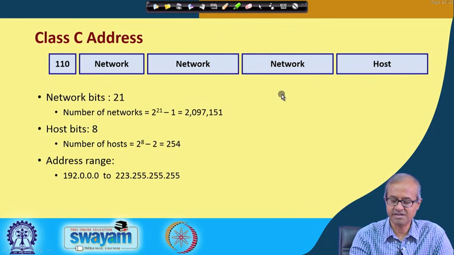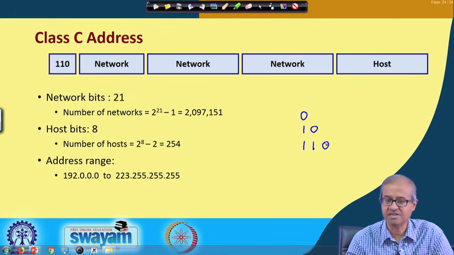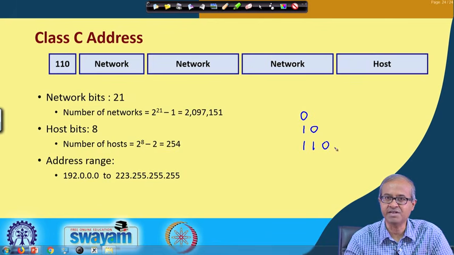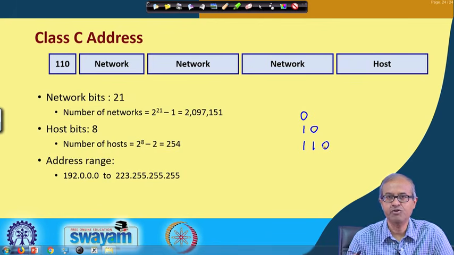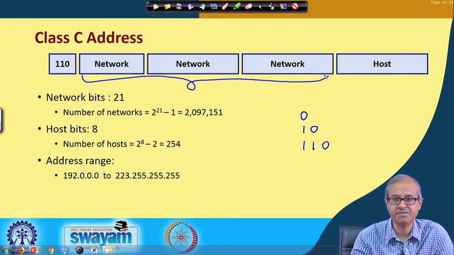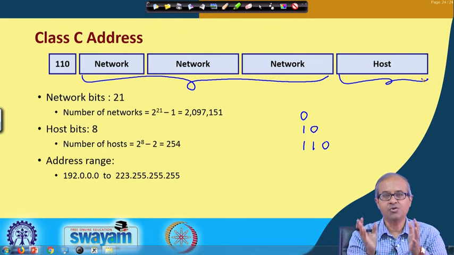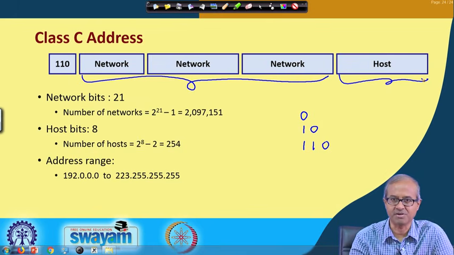Similarly, let us look at class C. Anything starting with 0 is class A, starting with 10 is class B, starting with 110 is class C. So you see there is some kind of uniqueness: just by looking at the first few bits, you will be able to identify which address class it is. In class C, there are 21 bits used for the network and only 8 bits for the host. That means networks where relatively fewer computers are there. For such cases, class C is most suitable.